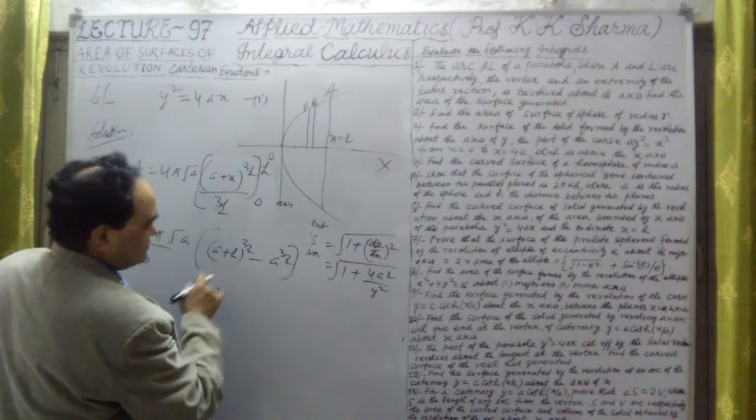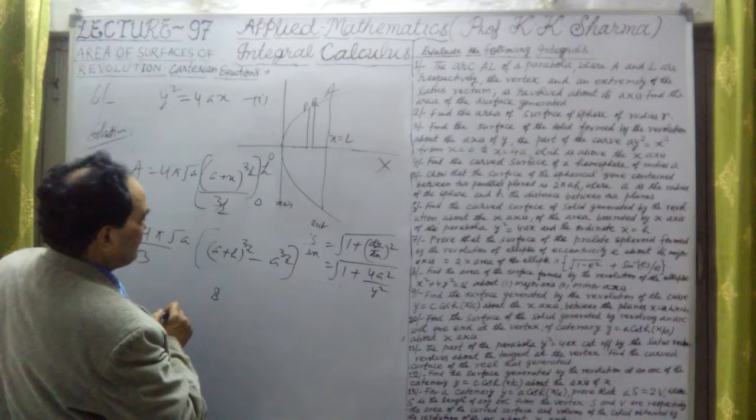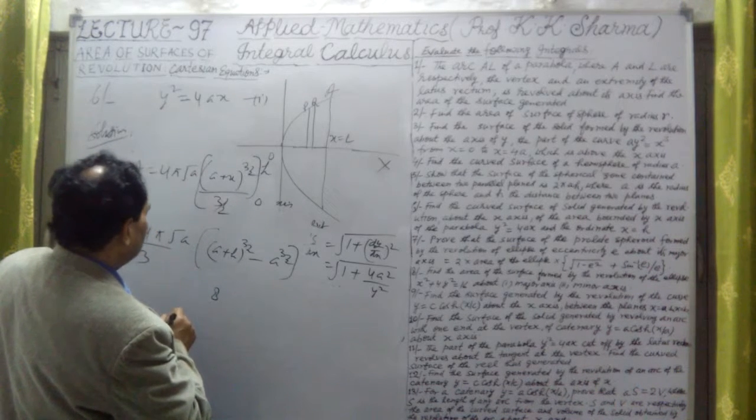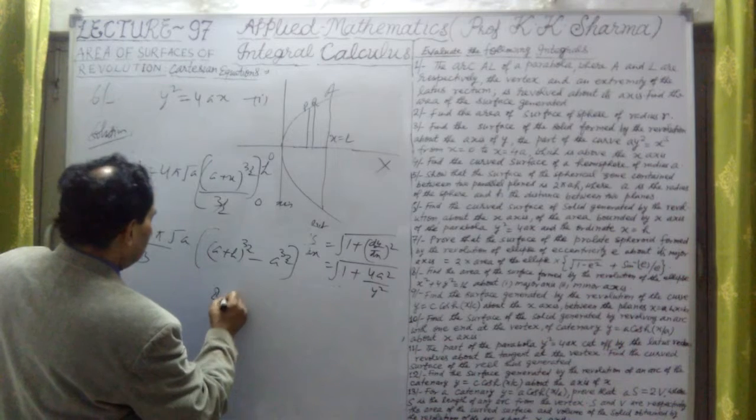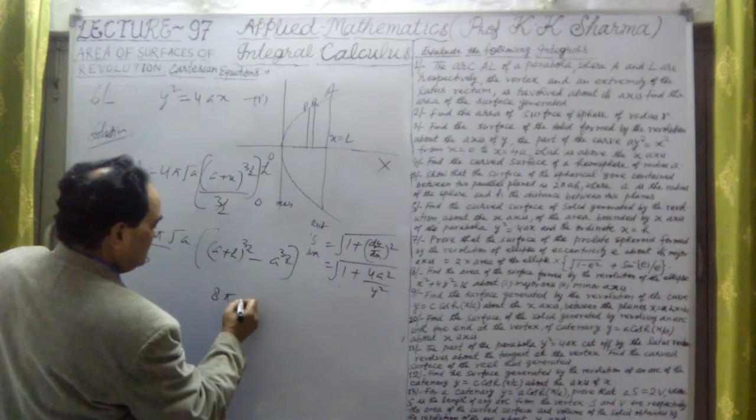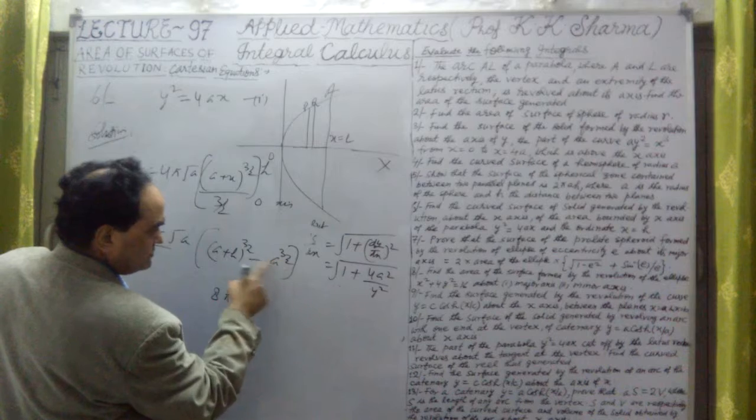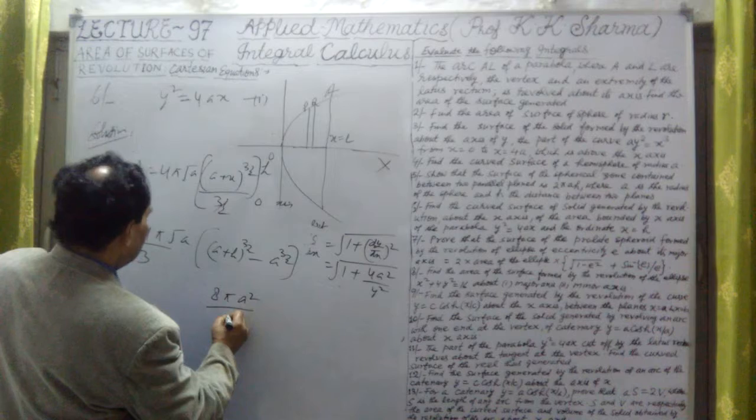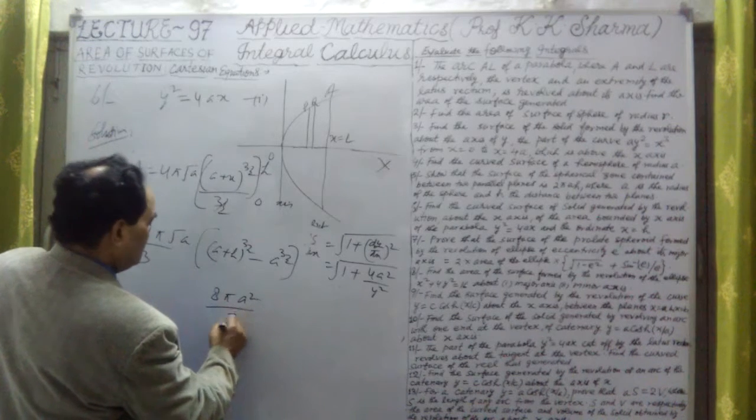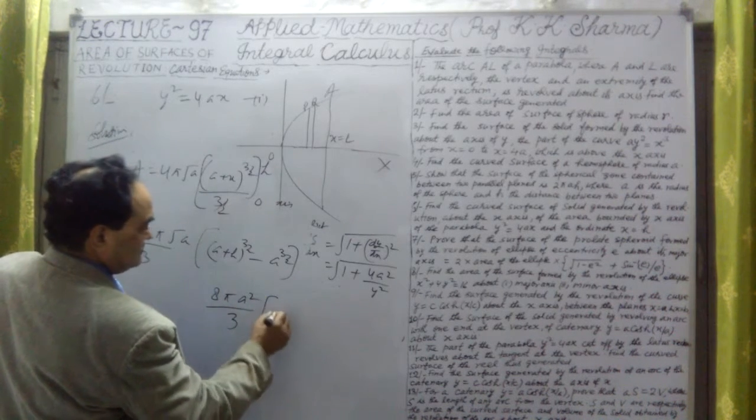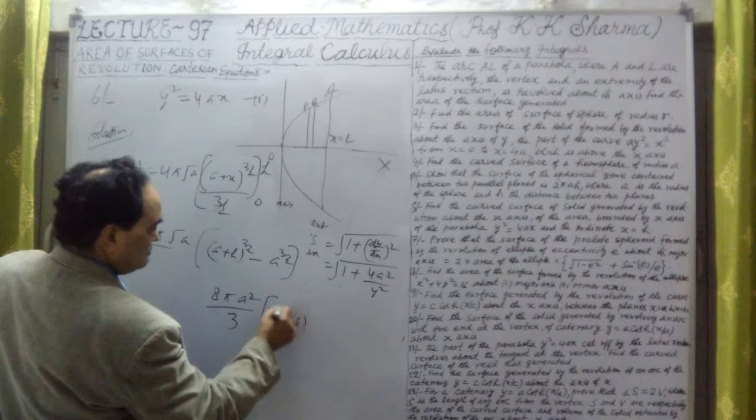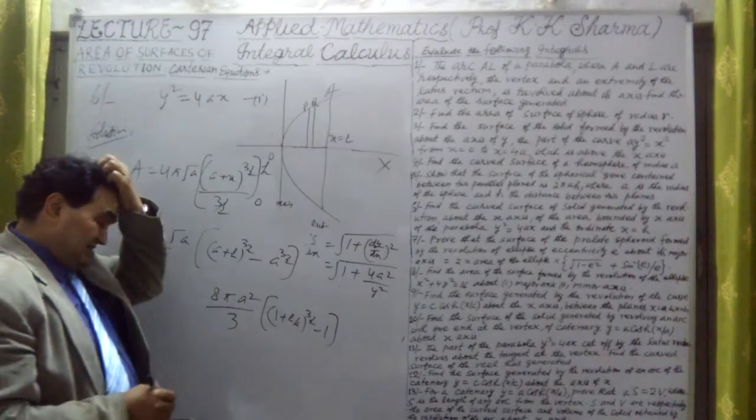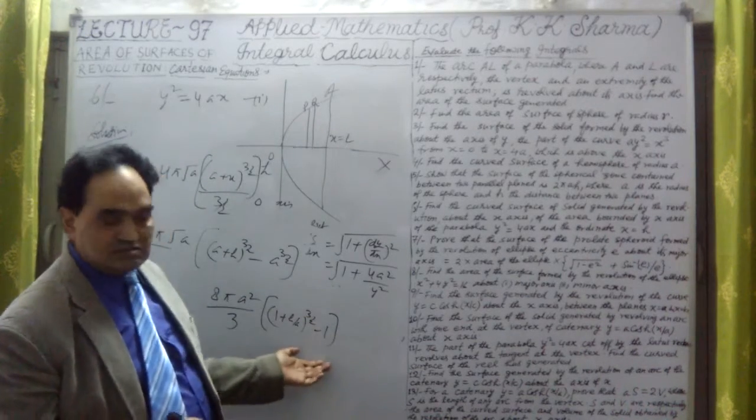Because a plus h, if I open it by binomial terms, can be done in that way also. 8 pi, under root a, and this a raised to power 3 by 2 we can take out. That will be a square, then 8 pi a square upon 3. In the bracket it will be (1 plus h upon a) whole power 3 by 2 minus 1. This can be opened then, and this is the value here.